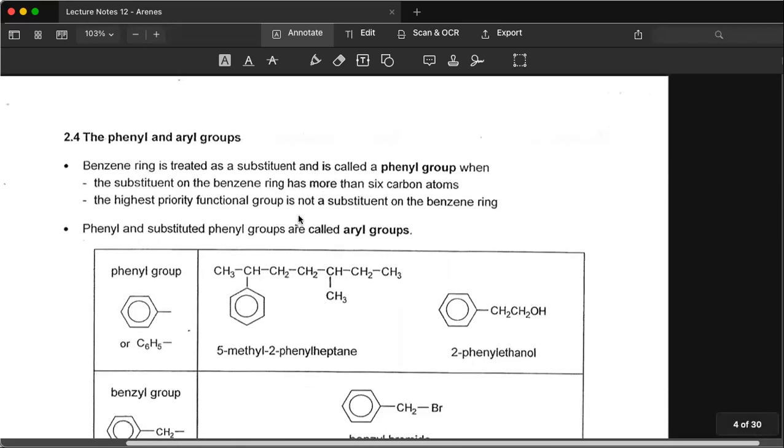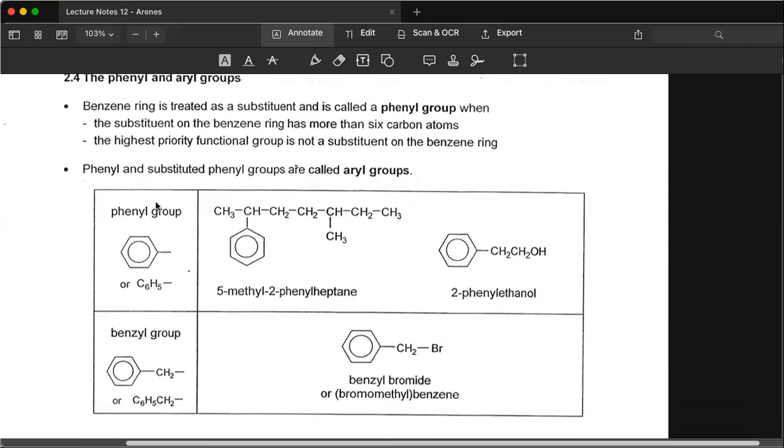The benzene ring is treated as a substituent and is called a phenyl group when the substituent on the benzene ring has more than 6 carbon atoms, or when the highest priority functional group is not a substituent on the benzene ring. So these are called arene groups. Okay, so for the phenyl group, we have to name a bit differently.